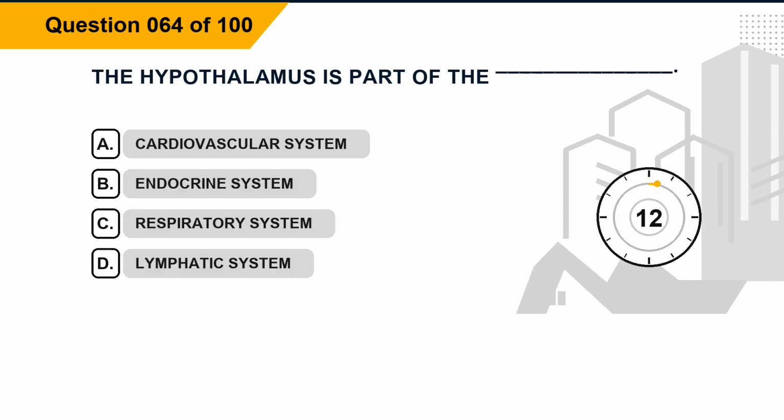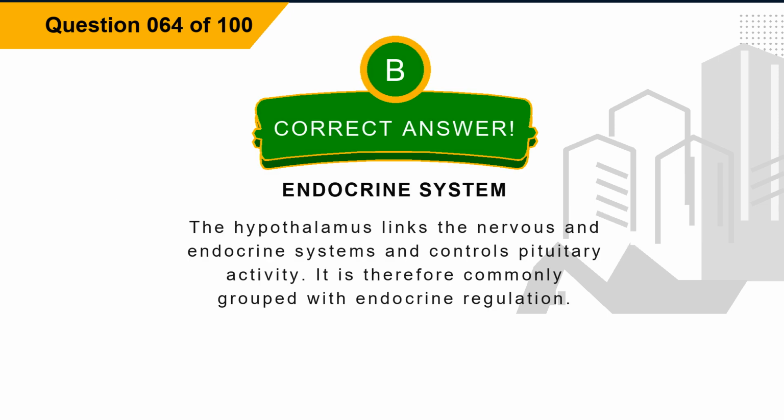Question 64. The hypothalamus is part of the blank. Option A, cardiovascular system. Option B, endocrine system. Option C, respiratory system. Option D, lymphatic system. The correct answer is option B, endocrine system.